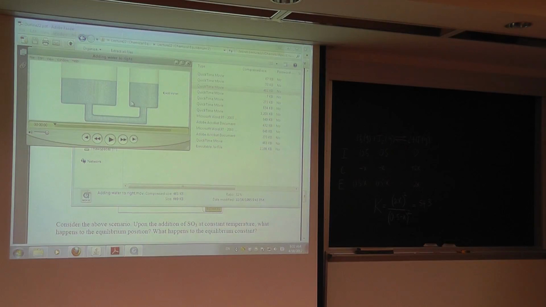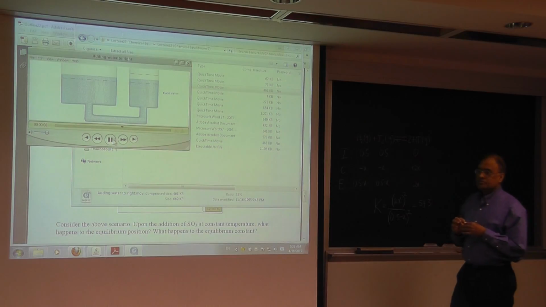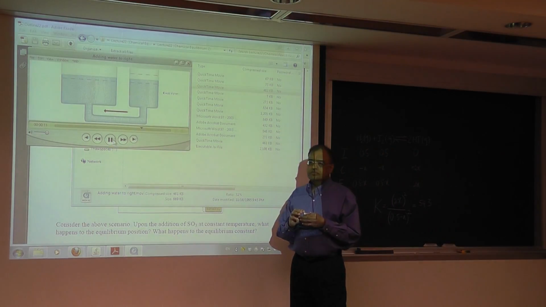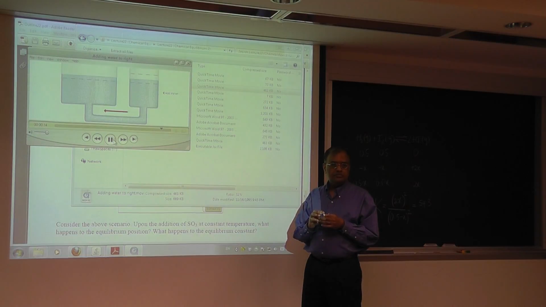Okay, so we have a system at equilibrium. We're going to add water to the right. Water of the left tank rises as water moves from the right tank to the left. Equilibrium in the system shifts to the left, as it would if we added product to a reversible reaction. Let me do this again. Adding water to the right tank causes the water of the left tank to rise as water moves from the right tank to the left. Equilibrium in the system shifts to the left, as it would if we added product to a reversible reaction.